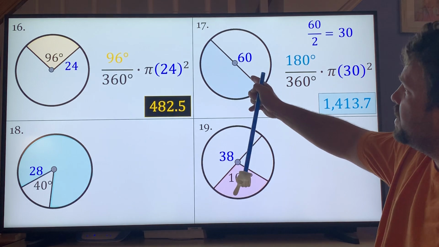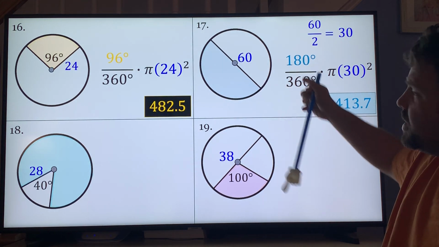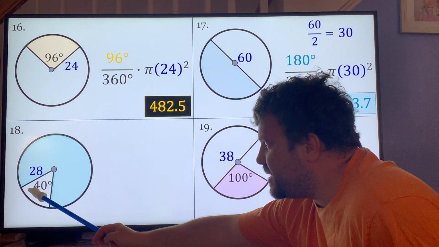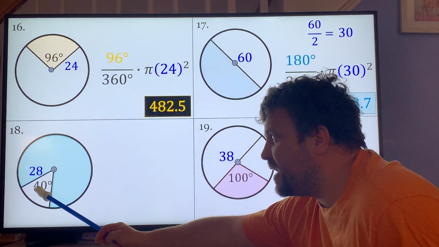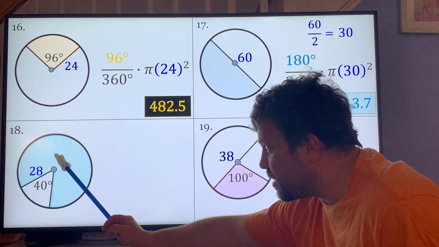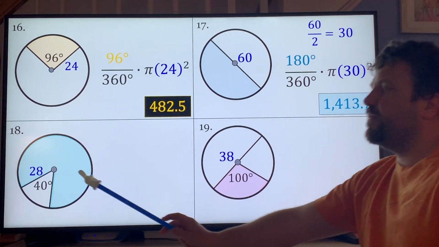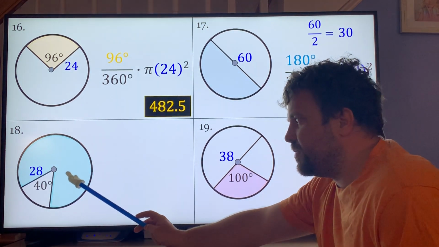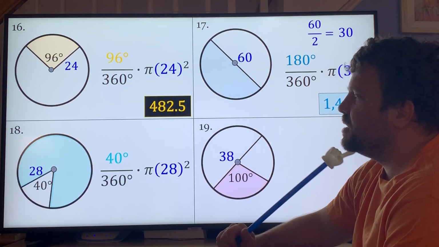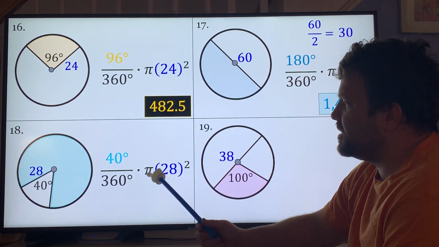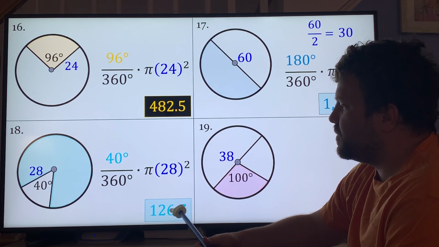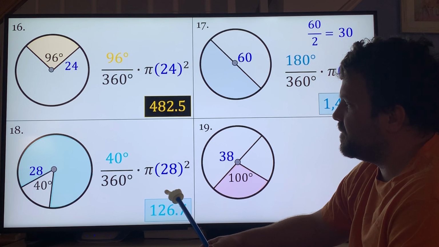A little tricky, but remember, a semicircle is 180 over 360, or you can just say half. Problem 18. 40 is not the angle we're looking for. That's the minor arc. We're looking for the major arc. So you have to find out what the angle right here is before you do anything, because that's the shaded portion. So 40 divided by 360 times pi times 28 squared, 126.7, is incorrect.